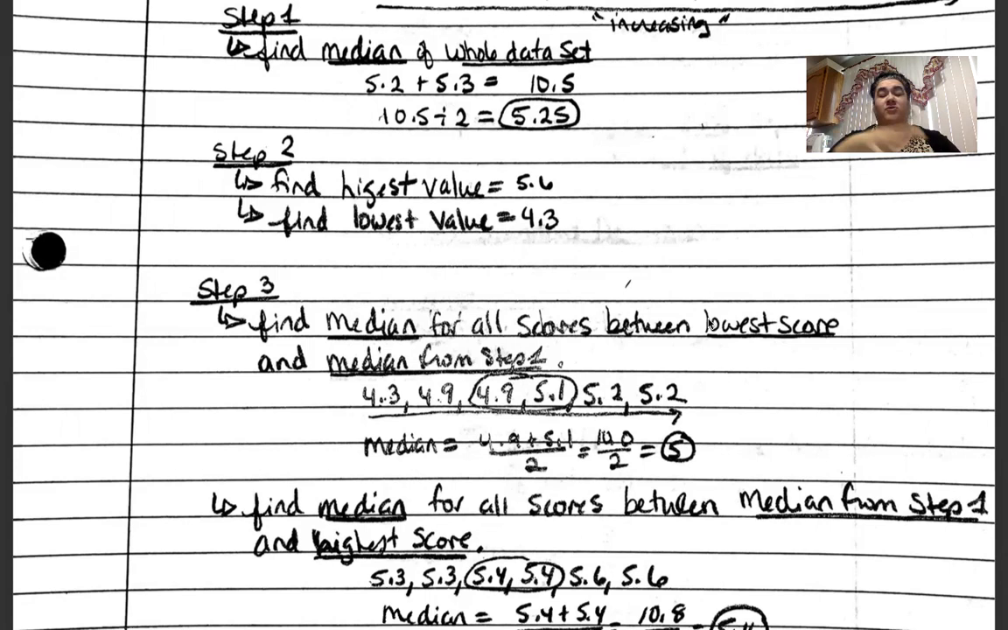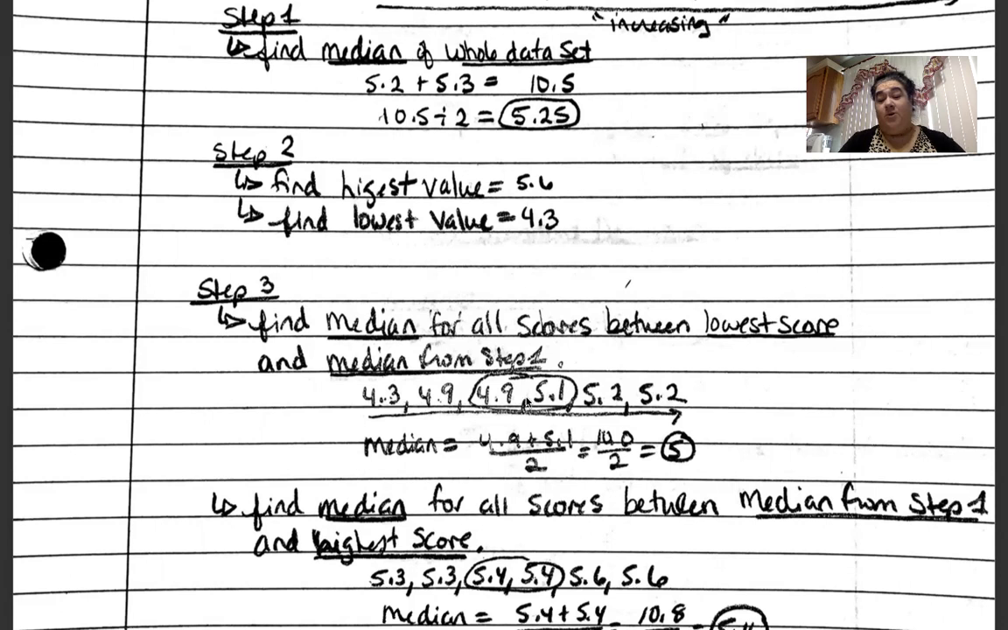So in step three, you're gonna find the median for all the scores that are between the lowest score and the median of the data set. Okay, and so we go ahead and do that, and we take care of the data points that are the lowest score all the way up to right below the median of the original data set. That includes all these scores. So I take all these scores, I find the median of them.